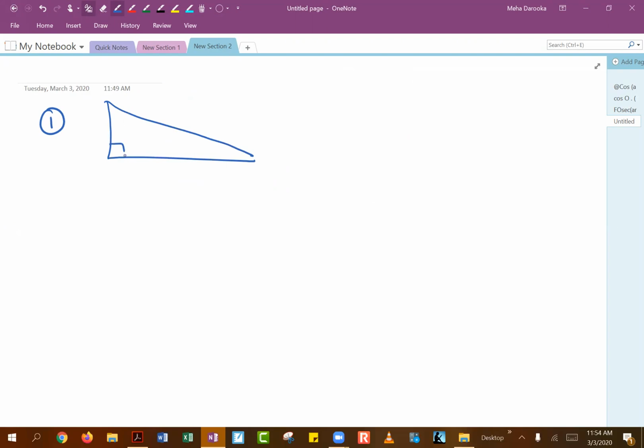Okay, so we know this is a 90-degree angle. Your side B, your side A. Angle A is given to us as 20 degrees. Side B is given to us as 15 units. And you're trying to find side A, side C, and angle B. So again, I'd probably start by finding angle B first, which would be 90 degrees minus 20 degrees, right? So he comes out to be 70 degrees.